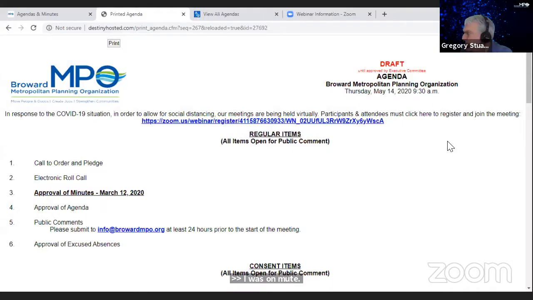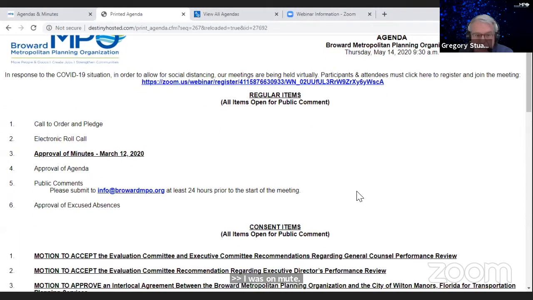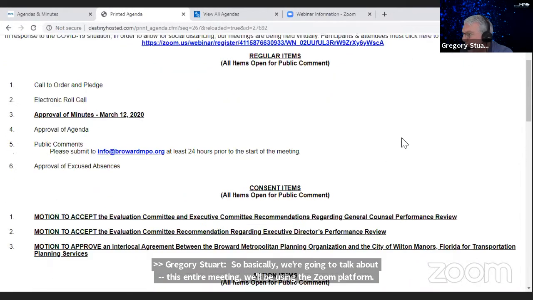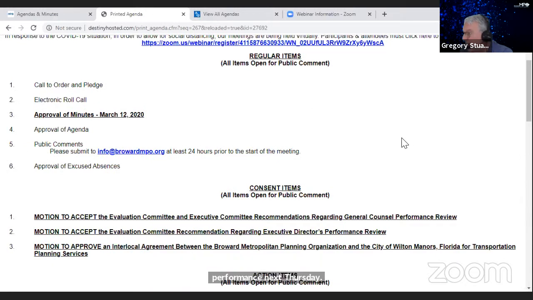I was on mute. So basically this entire meeting will be using the Zoom platform, so we won't have any physical presence in the office. This is actually going very well today, so hopefully we can have a repeat performance next Thursday. We have the typical items up front, which is the pledge, electronic roll call, which Rebecca is going to move through, approval of the minutes, and then public comments and approval of absences.